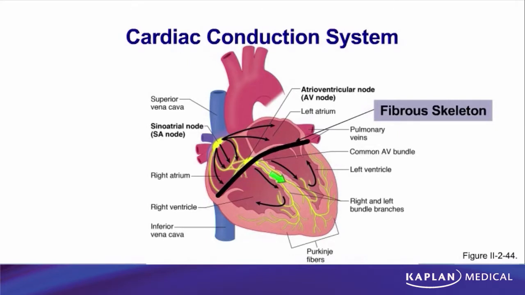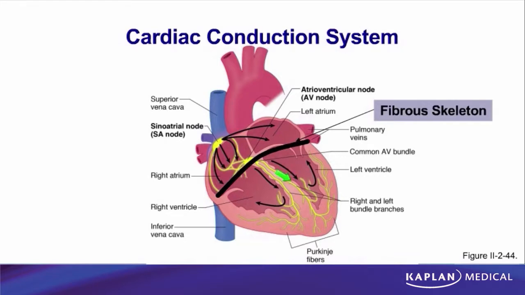Now, if that were really the end of the story, we would have a real problem. We would have the atria depolarizing at one rate, the rate that the SA node is setting, and we'd have the ventricles depolarizing at some entirely different rate, which would be slower than that. So we can't leave it like that. That can't be the end of the story.